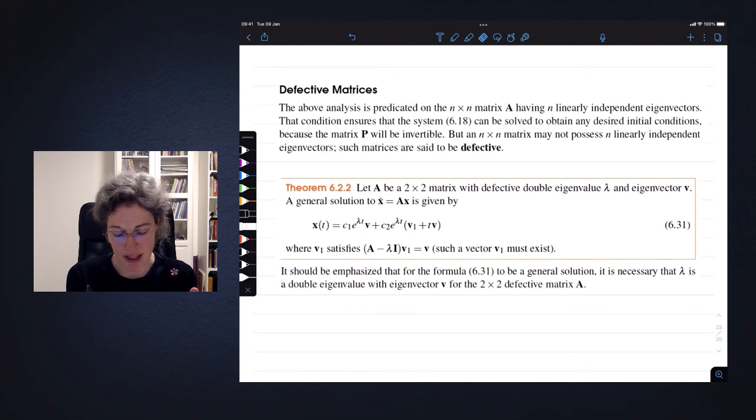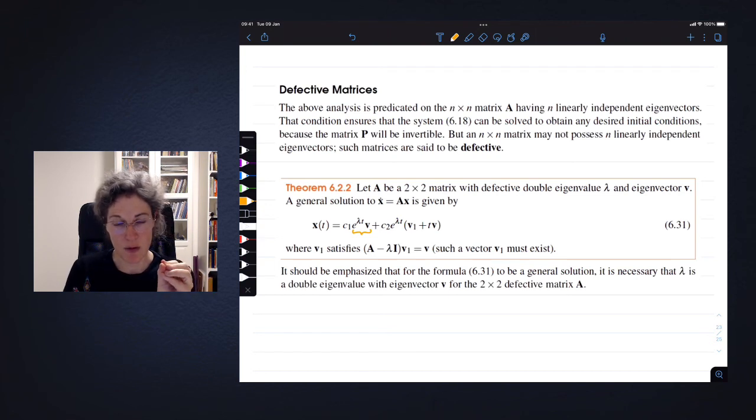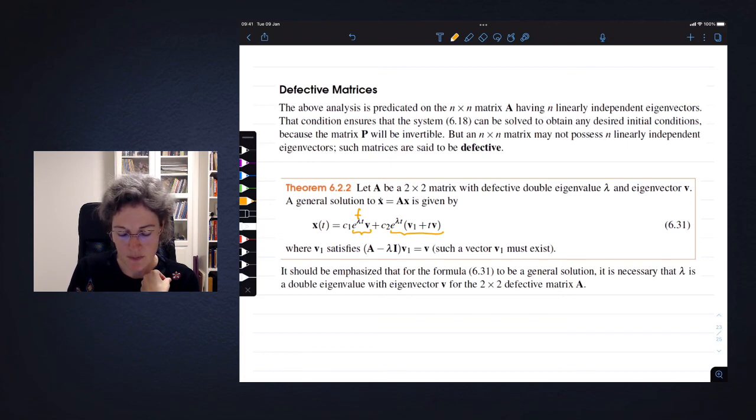I'm not going to go into a lot of detail, but essentially the first part of our solution looks like the kind of thing that we've tried before, this e to the lambda t times v. But because we've only got the one lambda, we only get one of these. And then we try a solution that looks like e to the lambda t times v1 plus t times an eigenvector. And you can work through to see that this actually works. It's slightly more cumbersome than we've seen before.